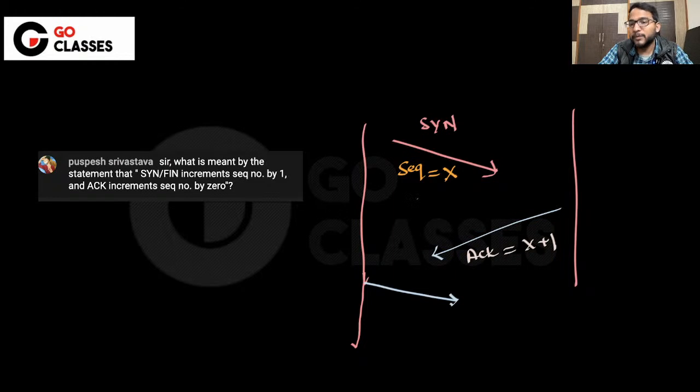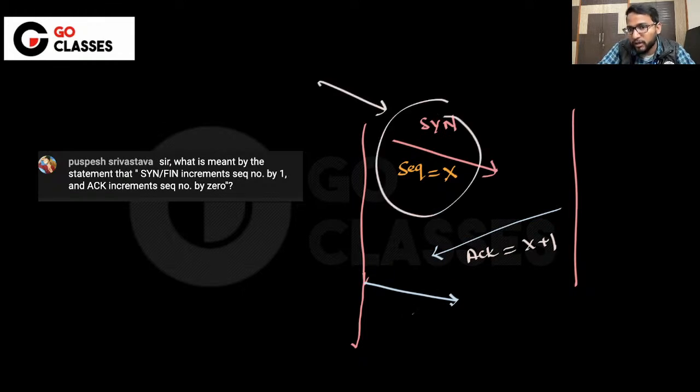Okay. Similarly, in the FIN it also happens. I will tell you, but let's just understand with the SYN. Basically, you wasted one sequence number here because you cannot use sequence number X again, because the receiver is expecting X plus 1. So you have to use X plus 1. So you wasted one sequence number here.